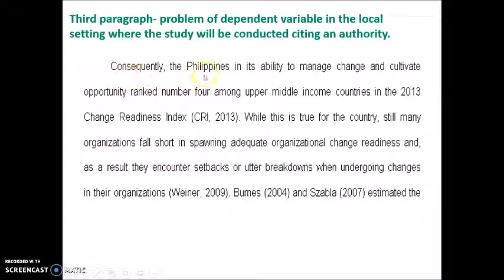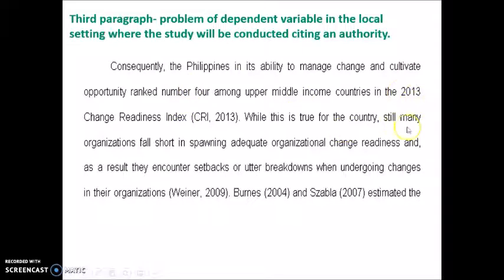So, sabi dito, consequently, the Philippines in its ability to manage change and cultivate opportunity ranked number 4 among upper middle income countries. This is now going back sa example dun sa change readiness. Okay? Change readiness ng employees. Ang example na ito. So, this should be about the problem on change readiness ng mga empleyado sa Philippines.